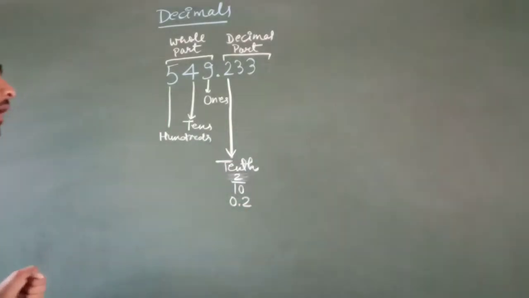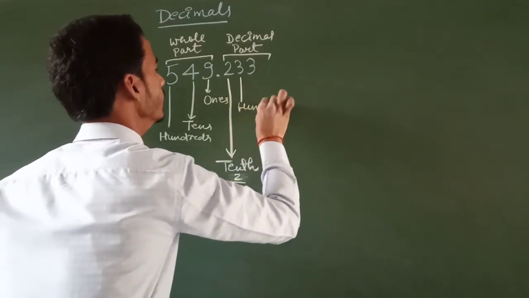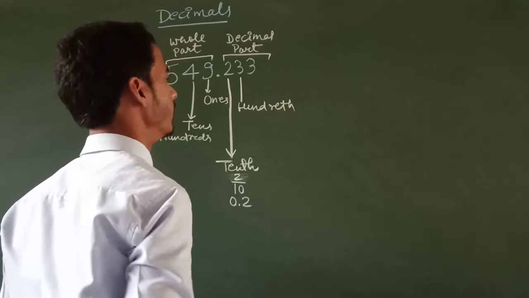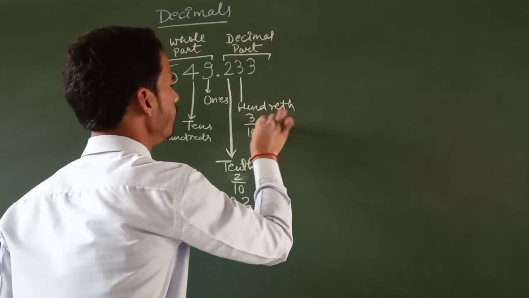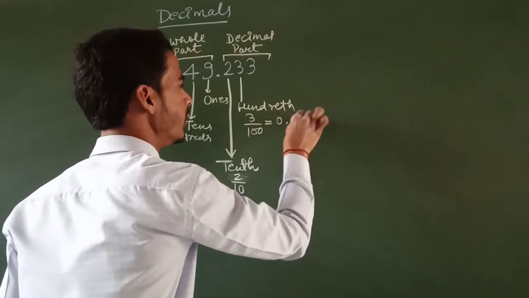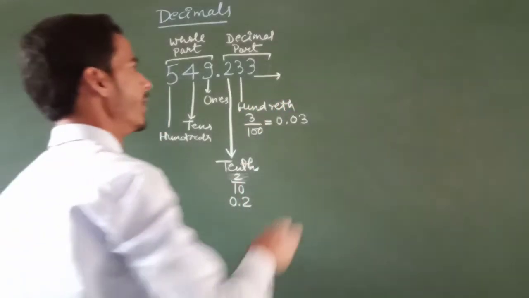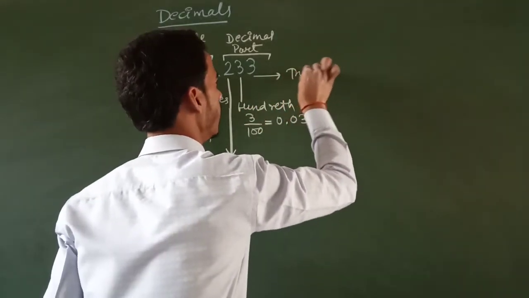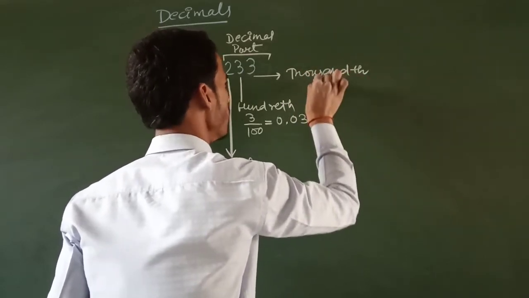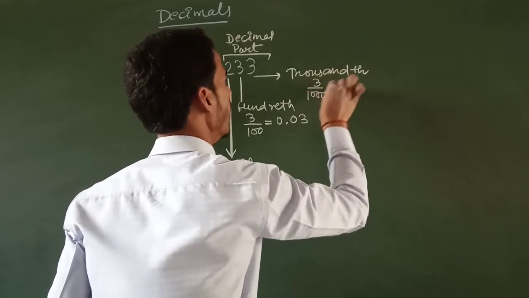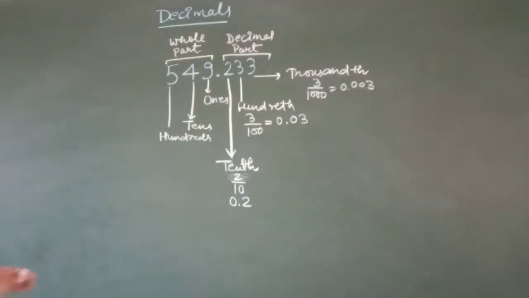Is it clear? And now this part is called the hundredths part, and we have to write it as 3 upon 100, and we can also write it as 0.03. And now we have to consider this part, and this part is called the thousandths part, and the place value is 3 upon 1000, and that is 0.003.